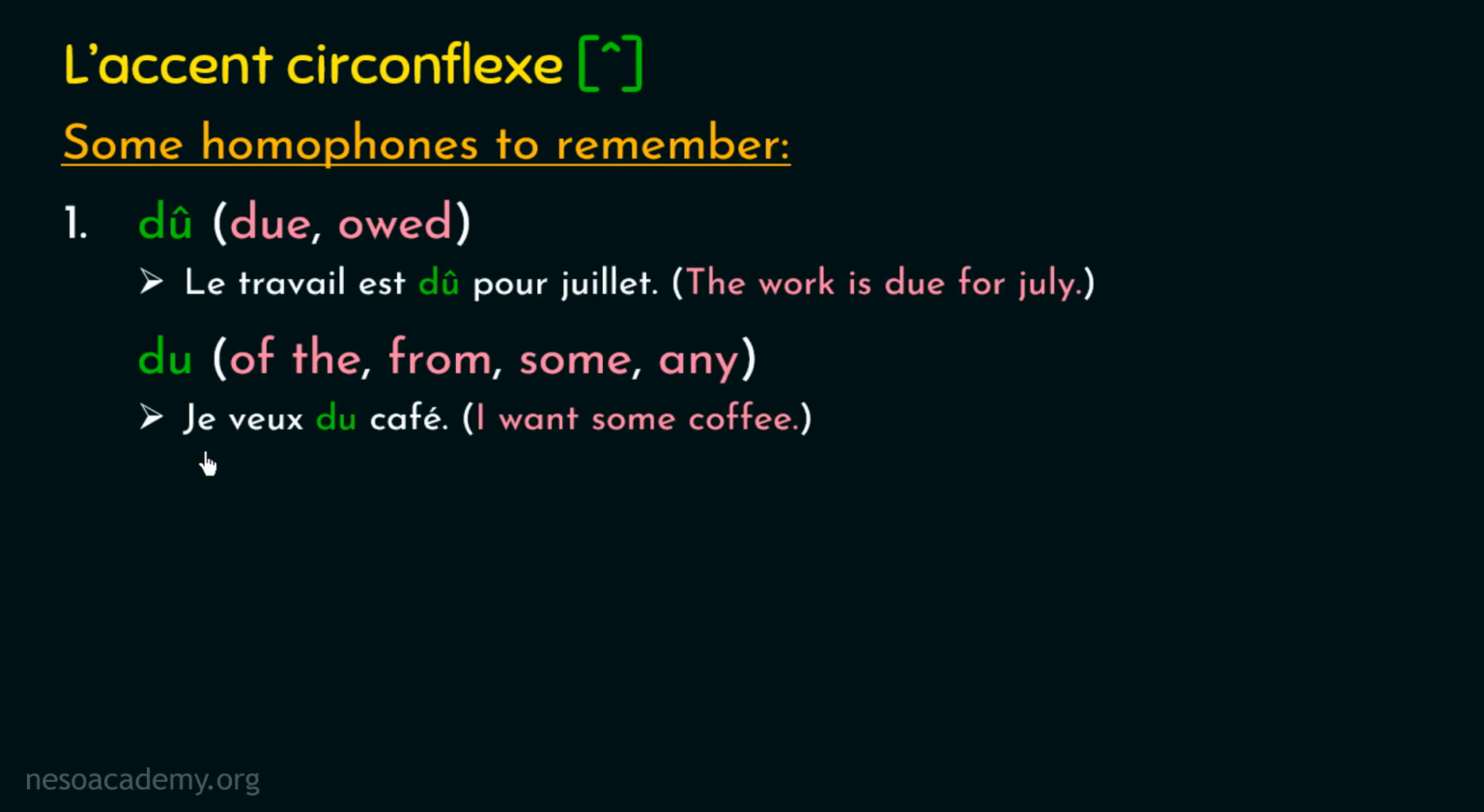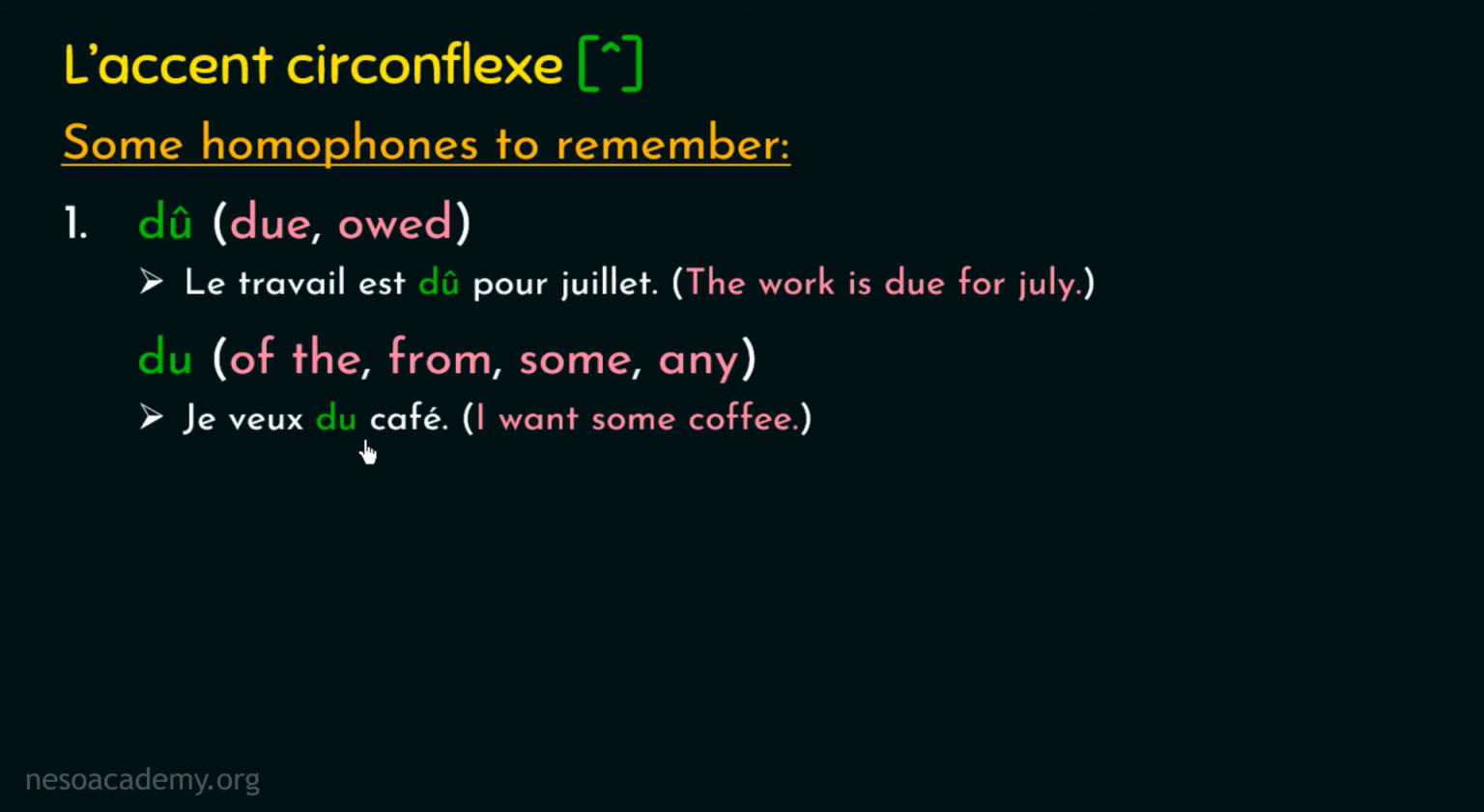Now have a look at this second example. Je veux du café. I am repeating it again. Je veux du café. It means I want some coffee. So in this example, this word du is having the sense of some, that I want some coffee. So I really hope it is clear to you how this accent circumflex differentiates between these homophones.